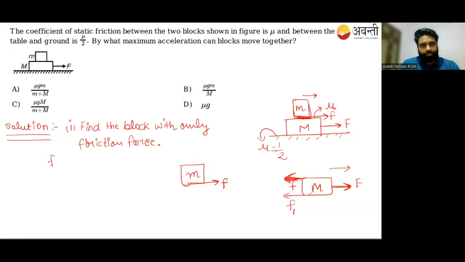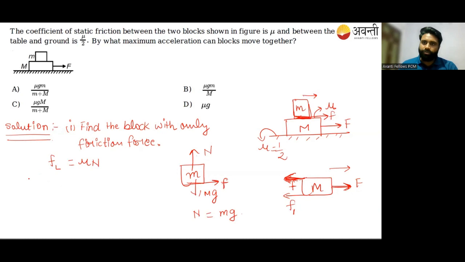So this force has a maximum value of F limiting, which is mu times N. And what is the normal reaction to this force? To this block, it is N, and the weight of the block is mg. So N here is nothing but small mg.